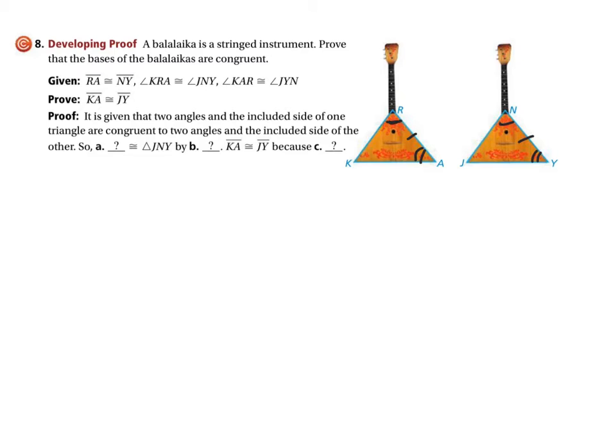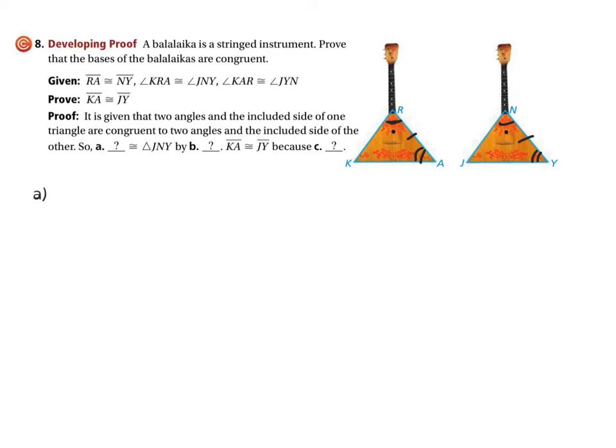Well, we've already got all of the information that we need, so we're just filling in what we see over here for A, B, and C. Let's take a look at what it says. It's given that two angles and the included side of one triangle are congruent to two angles and the included side of another. So, what is the triangle that is congruent to JNY? Let's follow it around. JNY is going to be KRA.